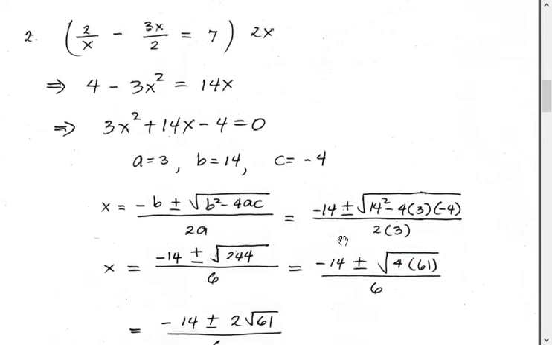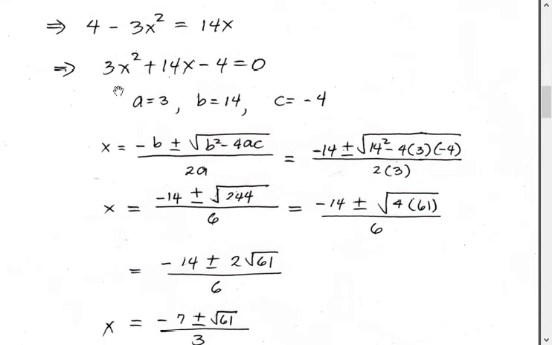Then, we use the quadratic formula. Let's identify the coefficients of x squared, x and the constant. Here, a is 3, b is 14, c is -4. Plugging in the values, we have -14 plus or minus the square root of 14 squared minus 4 times 3 times -4, all over 2 times 3. So we have -14 plus or minus the square root of 244 all over 6.